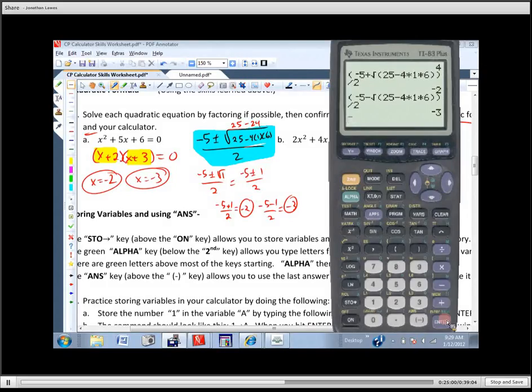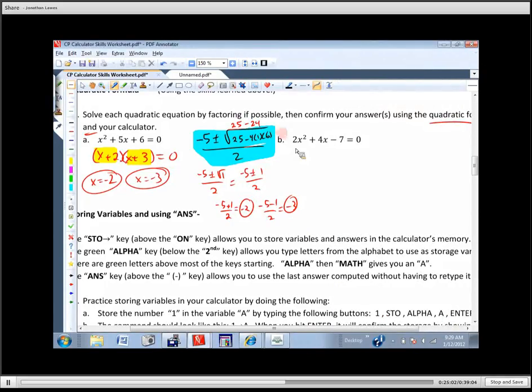Okay. All right. As a quick reminder, does this one factor? How do you know it doesn't factor?